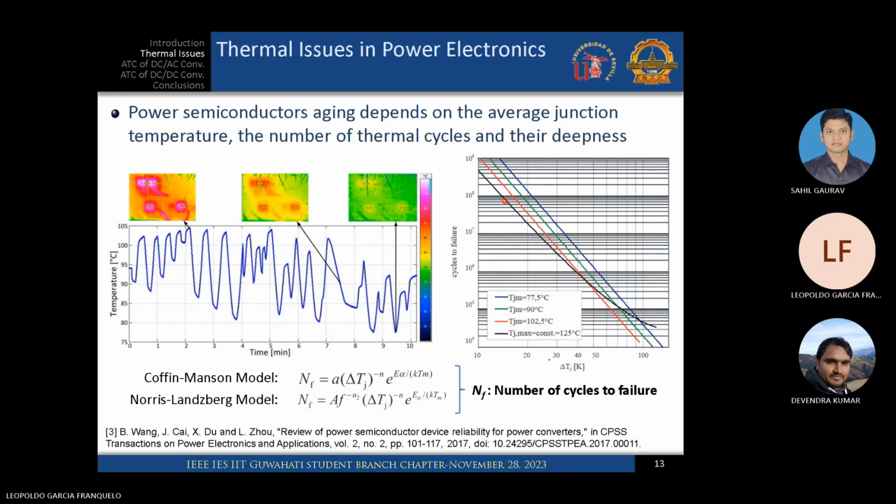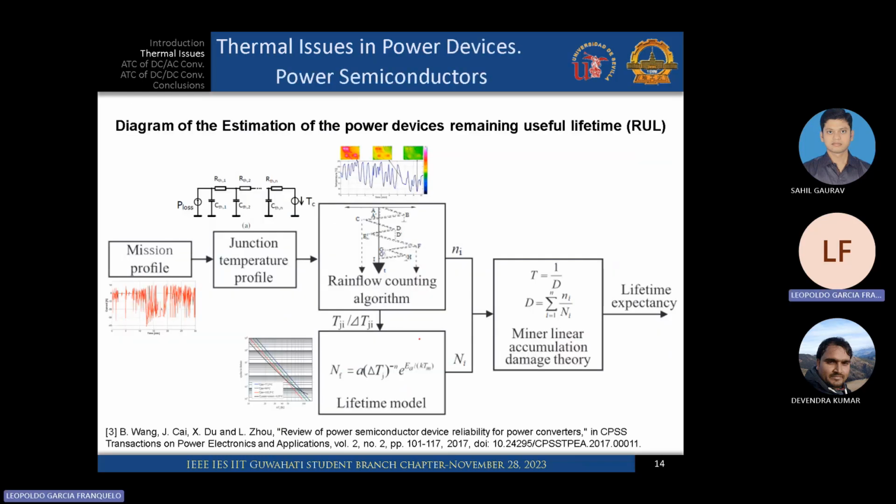Then, taking into account the deepness of the temperature cycle, it will give us an estimation of the number of cycles to failure. If we are not so lucky to have these curves, then we may use some models that are explained here in this reference. Basically, it's the Coffin-Manson model and the Norris-Landzberg model. Both of them give us the number of cycles till failure, depending on several parameters related to the temperature and so on. Then, now, how is the total process explained in this paper?